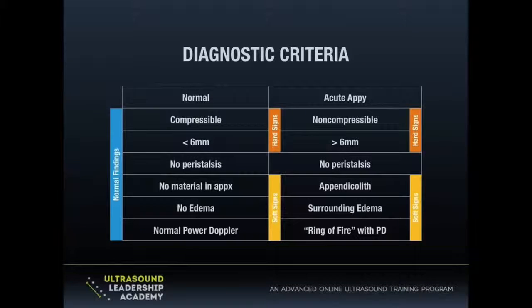This is our diagnostic criteria for acute appendicitis. So non-compressible, greater than 6 millimeters. If you use 6 millimeters, you might have a few false positives. If you use 7, you might miss a couple. So somewhere between 6 and 7 millimeters is probably the money shot.